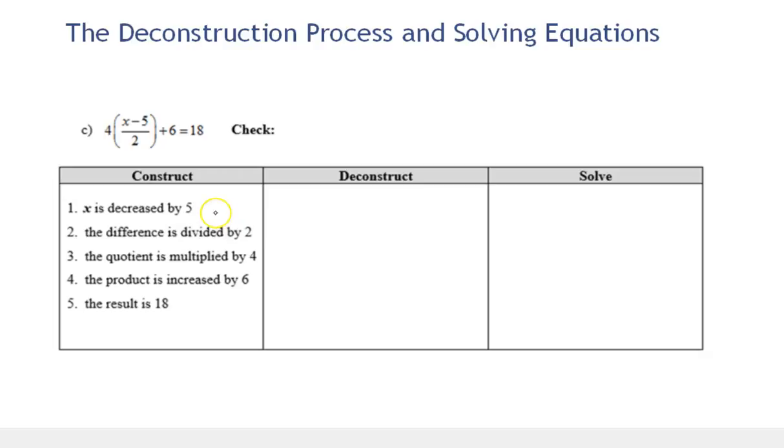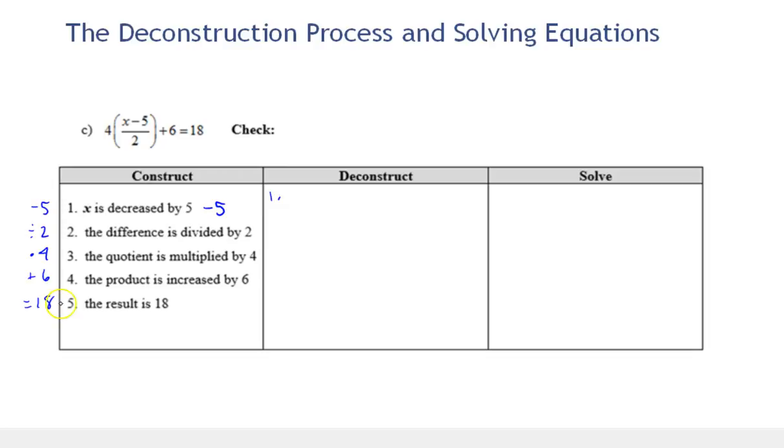Okay, so let's write shorthand for these. So decreased by 5, a little low on room here. I'm going to write these on the left. Decreased by 5, divided by 2. This is multiplied by 4, increased by 6, and the result equals 18. Okay. So now let's deconstruct by starting with 18 and reversing the processes until we get back to x.